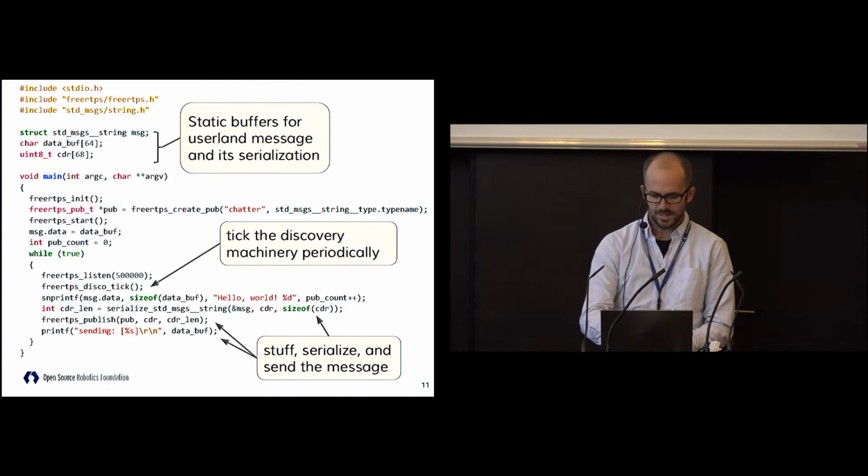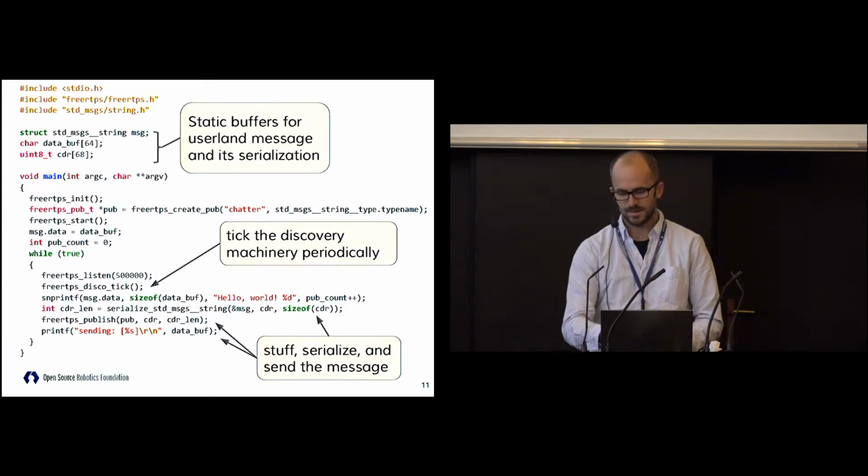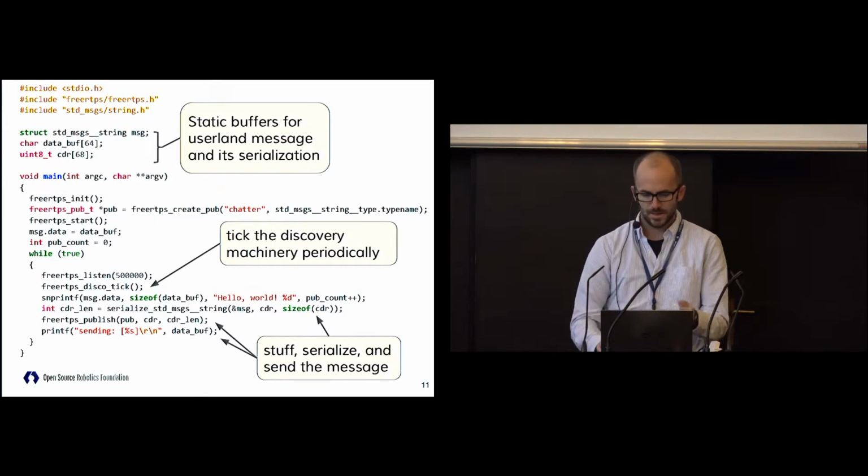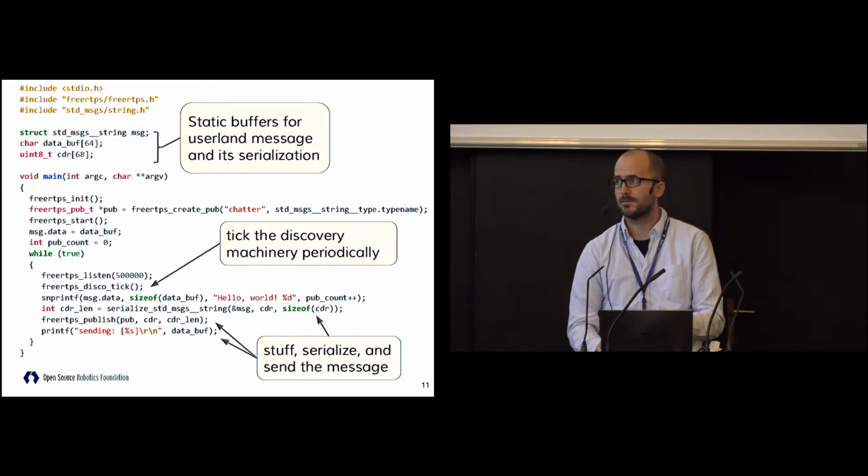And then the last bit, those last 4 lines there, are to stuff and serialize the message buffer and then send it out at the wire. So this is the kind of flow of the FreeArt EPS right now on the client side.